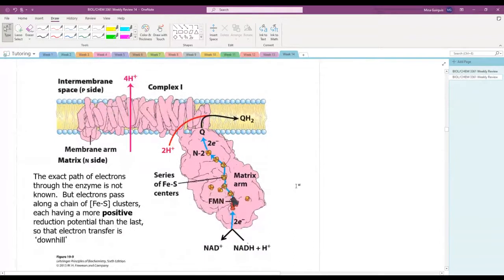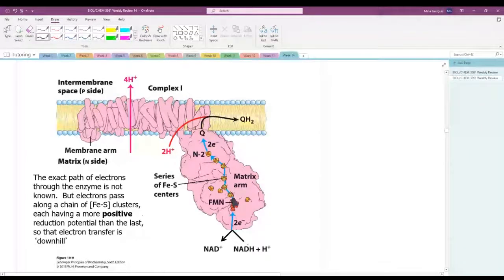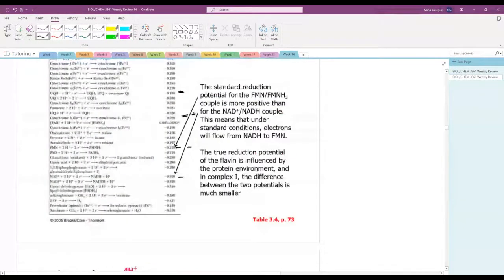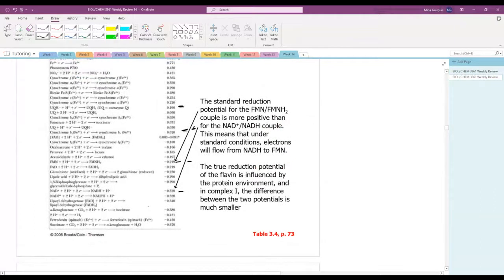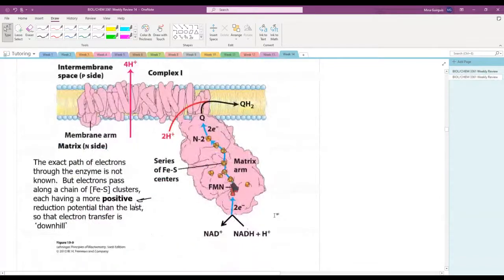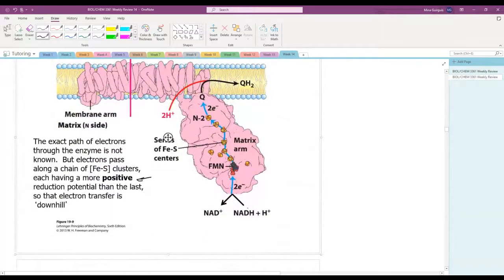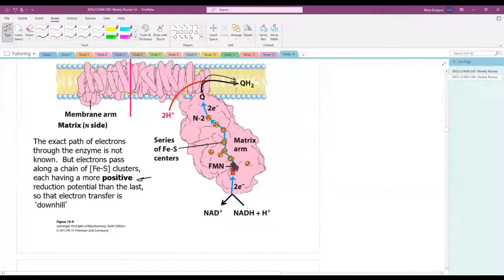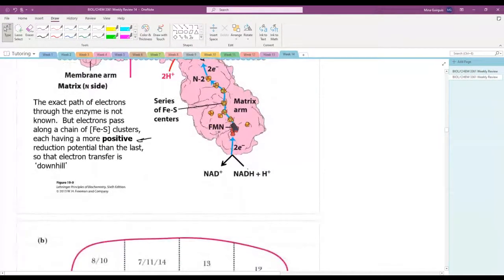We don't know the exact path, but they go through the chain of iron sulfur clusters, and this is important: they each have a more positive reduction potential than the last. So this reaction 1 to reaction 2 to reaction 3 keeps working its way up even through the iron sulfur clusters. They're all slightly different, and that allows them to keep transferring these electrons. The electrons are ultimately taken by ubiquinone, and we'll talk about that after.